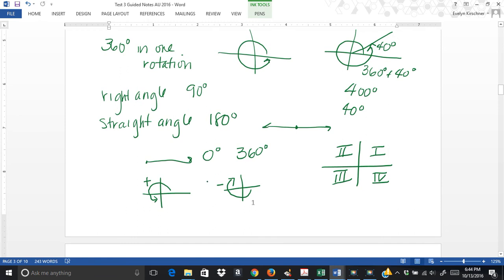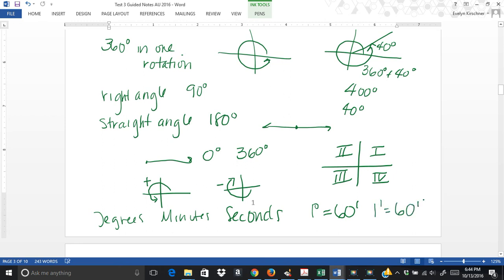I also could talk about measurements. Angles can be measured in degrees, minutes, and seconds, or we could use decimals. I know that 1 degree equals 60 minutes, and 1 minute equals 60 seconds. So we could write something in degrees, minutes, and seconds, and we're going to do some examples.